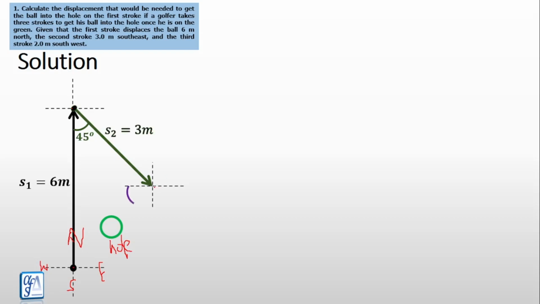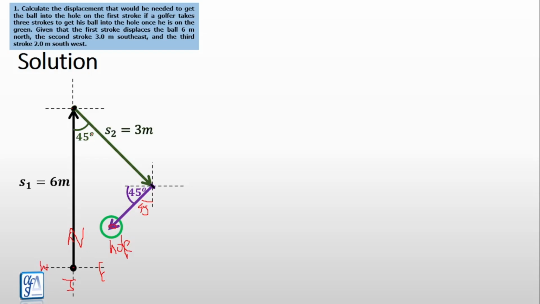Now, the last one is 2 meters southwest. So this is southwest, and it's 45 degrees southwest. Then we have this, which is also 45 degrees, because it's southwest. Alright, so then we get the ball into the hole. So this is the ball now in the hole.